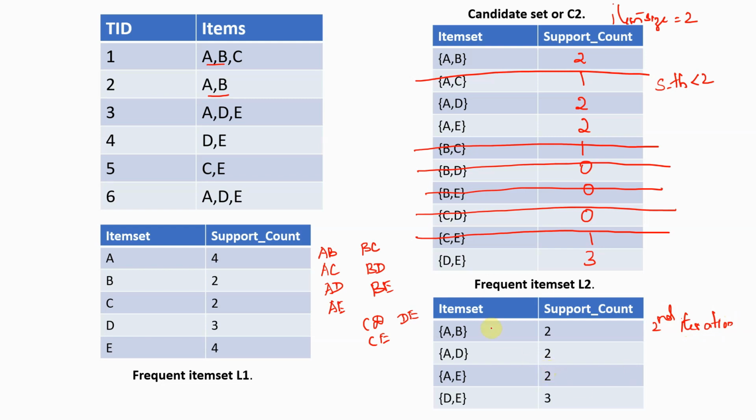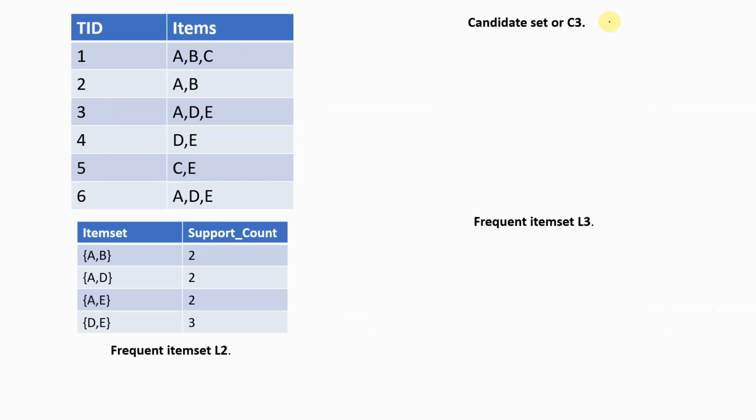Now we are trying to create a combination of 3 items together, because the maximum number of items together we have is 3. So I can repeat until 3. I need to create combinations of 2 items that can form a combination of 3 items, so an item set of size 3. I already know I have AB, AD, AE and DE. Using that, I can create combinations.